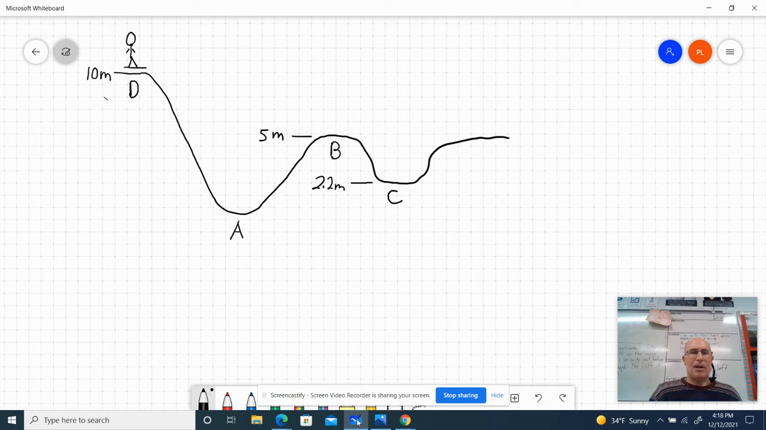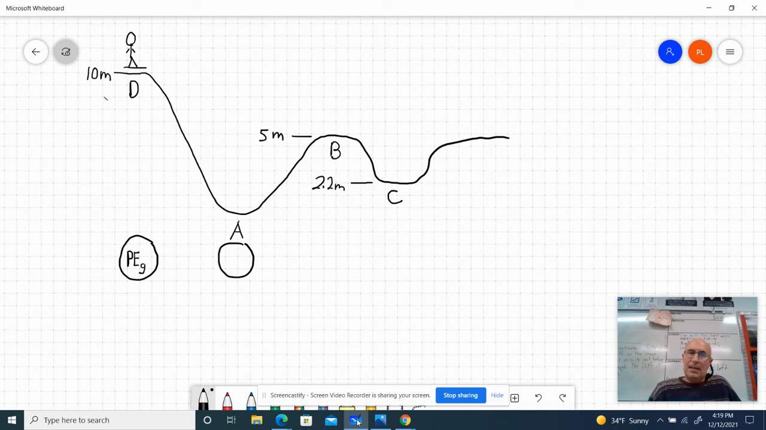So I'm going to first draw a pie chart for this person at point D. And we know that since he's at the top of the hill, he will have gravitational potential energy. His pie chart will have gravitational potential energy. And I'm assuming he's not moving at all at the start at the top of the hill. So he's up high, so he has gravitational potential energy. At point A, he's at the bottom, so he can't have any gravitational potential energy there.